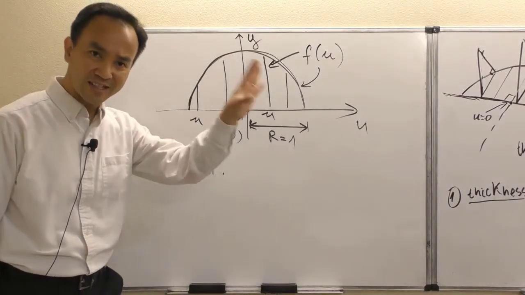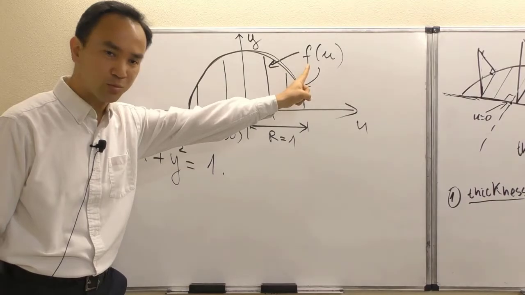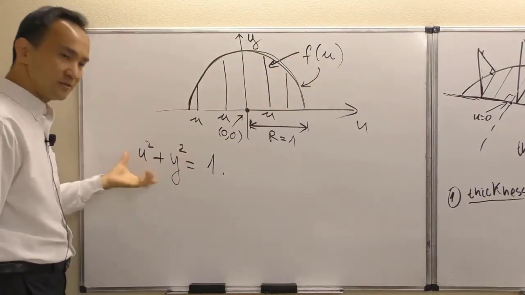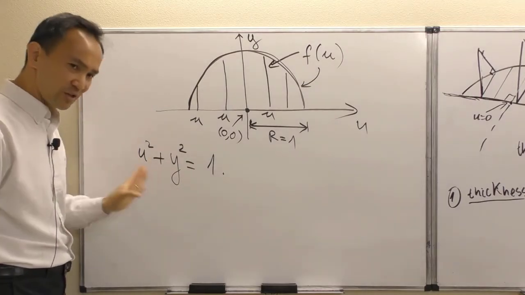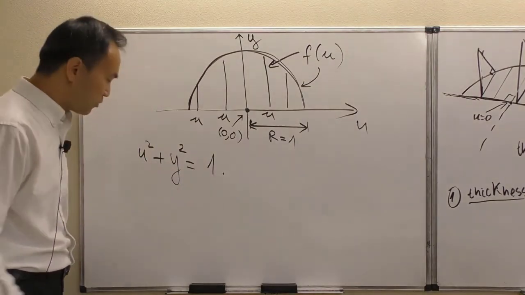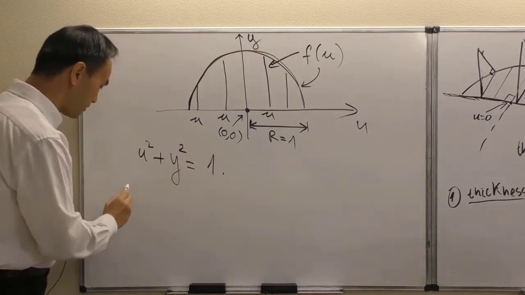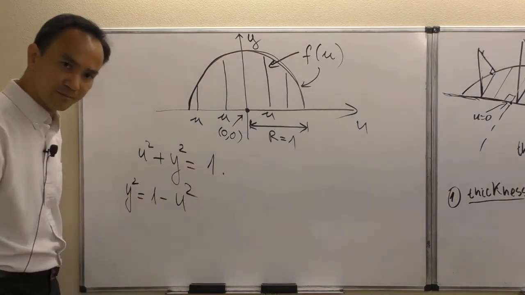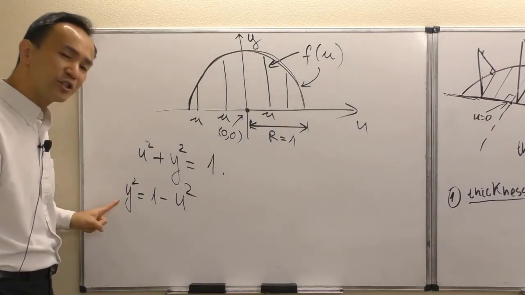And so the access to expressing the height of any stripe as a function of u is from this equation. It's actually quite easy algebra work right here. I'm going to subtract u squared from both sides. That gives me y squared equals 1 minus u squared. I'm getting closer.